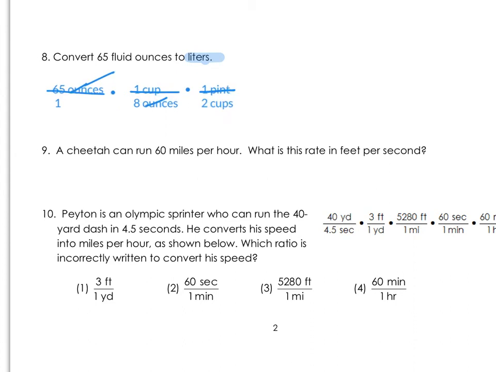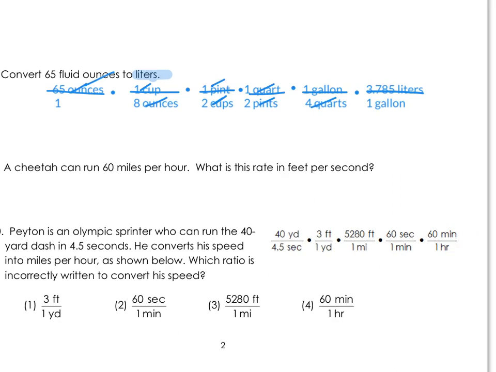So now that helps me because now I can see that my cup and cup will cancel, but that still hasn't gotten me everything that I wanted because I still am not to liters like I wanted, so I have to keep going. Well, I know that there are, from the sheet there, 2 pints in a quart, so I could do that next. So now I've got pints over pints, but now I'm in quarts, still not liters, so I have to keep going. So to get rid of quarts, I could use that there's 4 quarts in a gallon. So then quarts cancel, but again, still not to liters.